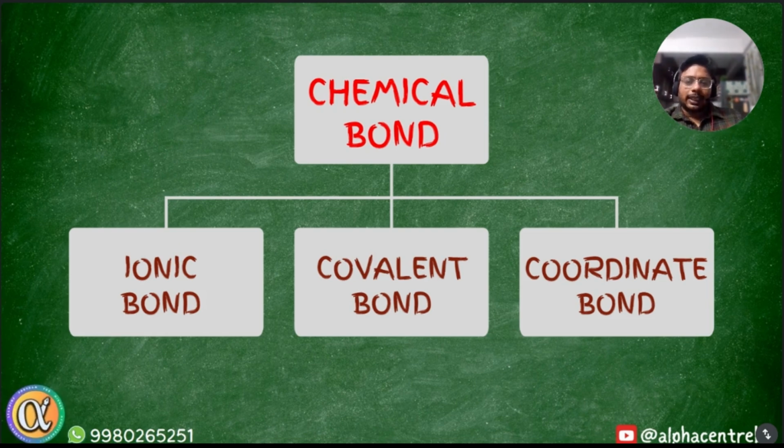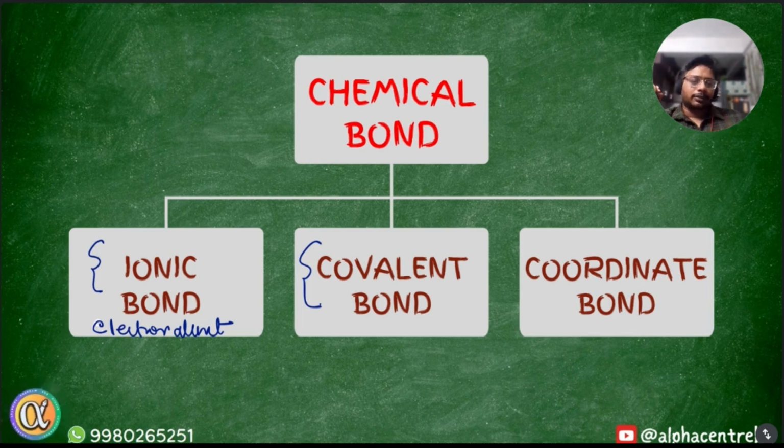It is also known as electrovalent bond. Second one is covalent bond, and third type is known as coordinate bond. So chemical bonds between two elements can have three natures: ionic bond, covalent bond, and coordinate bond. I'm pretty sure that you have some idea about what is ionic bond and covalent bond from last year. Coordinate bond is something which is very new for you.